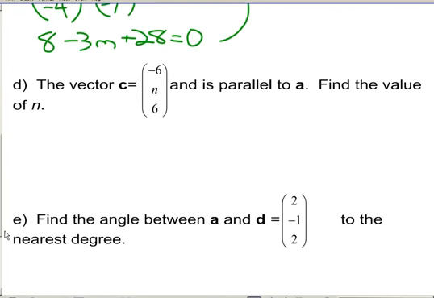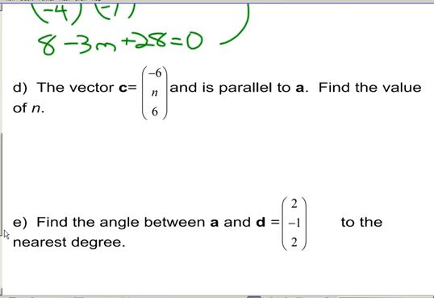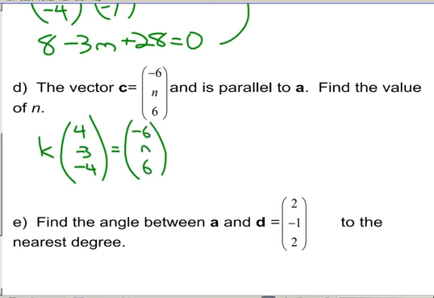Okay, the vector c is parallel to A. Parallel vectors, we said that they're scalar multiples of each other. So that's telling us that if I multiplied my original vector A, which is (4, -3, -4), by some constant, I would get this new vector, (-6, n, 6), which is going in the same or an opposite direction, meaning they're parallel.